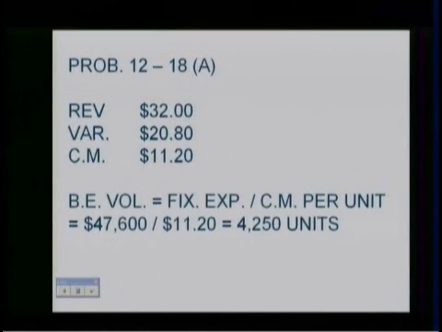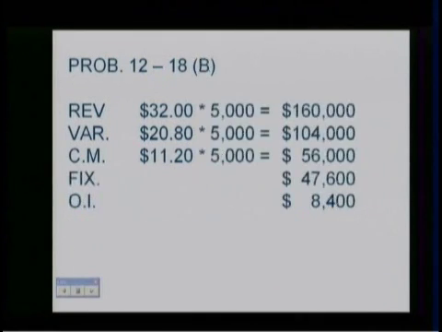In Part B, they say to calculate operating income if they sell 5,000 units a month. Well, knowing that their break even is 4,250 units, you know that if they sell 5,000 units, they're going to have some income. So you simply multiply your revenues times 5,000, your variable by 5,000, your contribution margin by 5,000. Take your contribution margin of $56,000 and subtract out your fixed expenses of $47,600, and you end up with your operating income of $8,400.